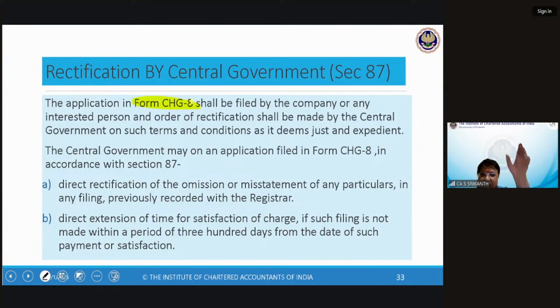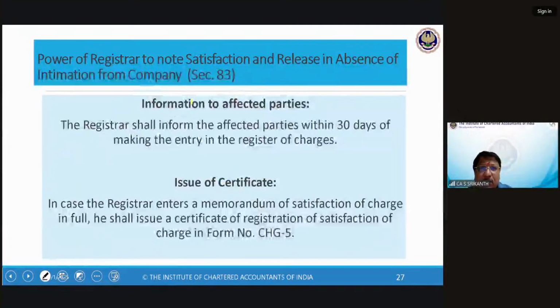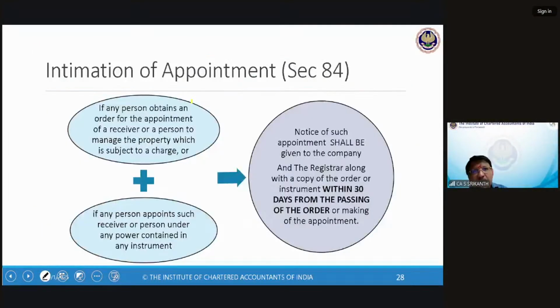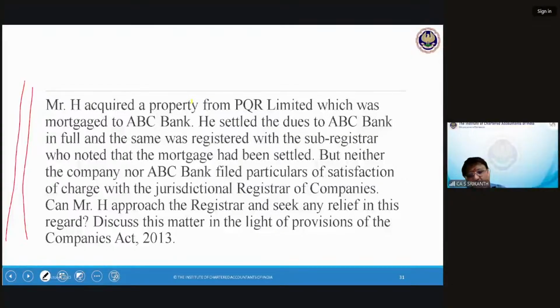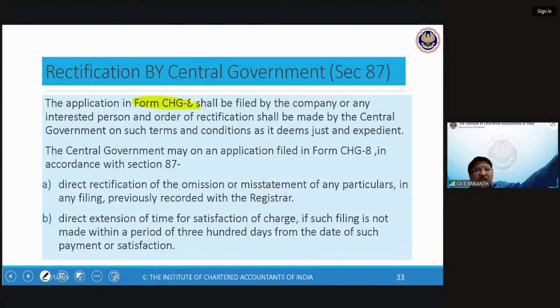Suppose 300 days is over, then 87 also will be involved. Are you able to understand? 83 is the power of the Registrar. But before he can do that under 83, he will ask you to go to the Regional Director under 87, because 300 days is over now. For that, you have to get extension of time. Then he will proceed. So there you have to apply.